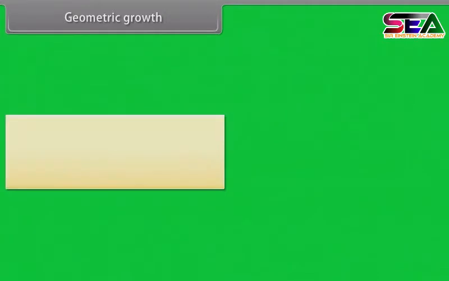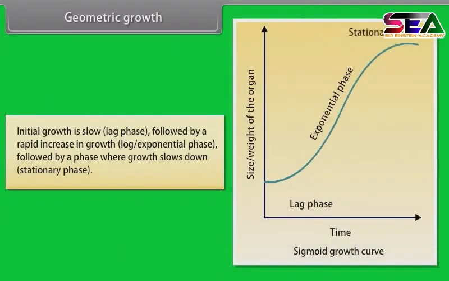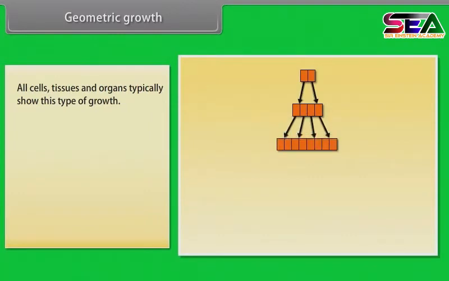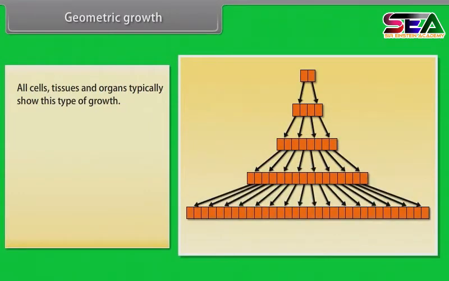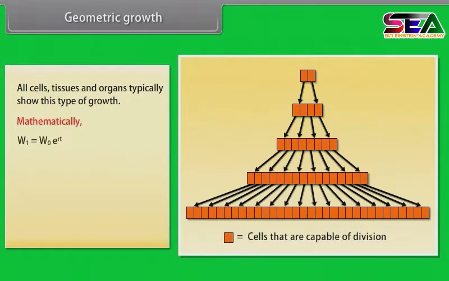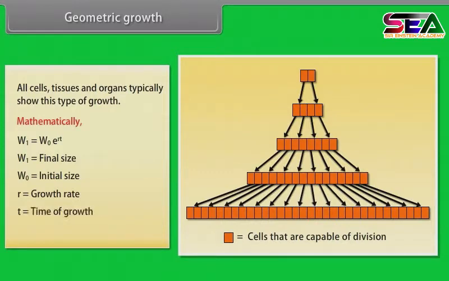Geometric growth. Initial growth is slow, followed by a rapid increase in growth, followed by a phase where growth slows down. All cells, tissues, and organs typically show this type of growth. Mathematically, W1 is equal to W0 e to the power rt. W1 is equal to final size. W0 is equal to initial size. r is equal to growth rate. t is equal to time of growth. e is equal to base of natural logarithms.